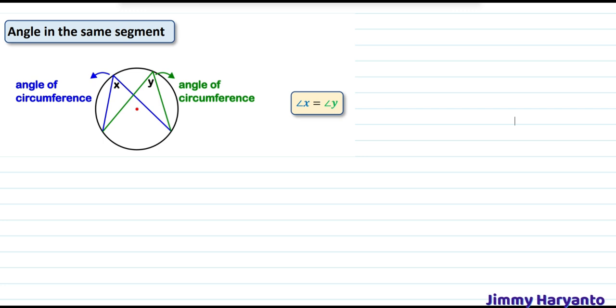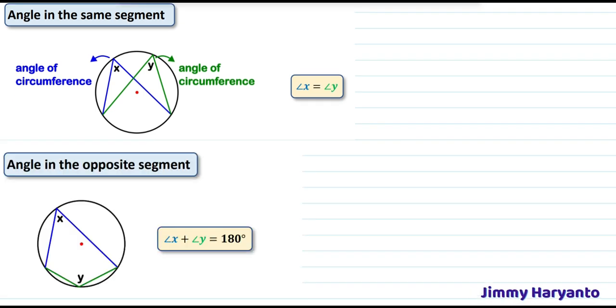Hello everyone, we will go to the next section of this chapter, and it is called angle in the same segment. So if you have angle in the same segment, the angles will be the same. As you can see, the angle of X and the angle of Y in this image is facing the same segment, or maybe the same arc. That means the measurement of angle X will be equal to the measurement of angle Y.